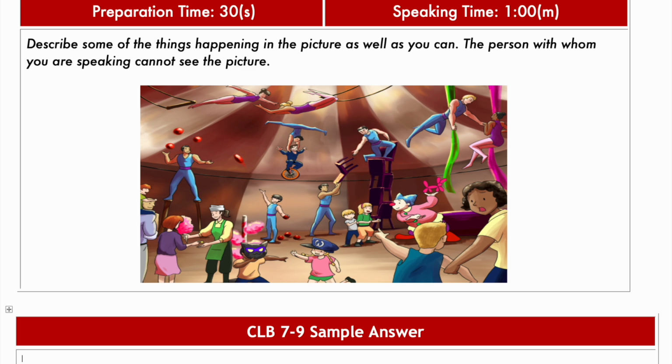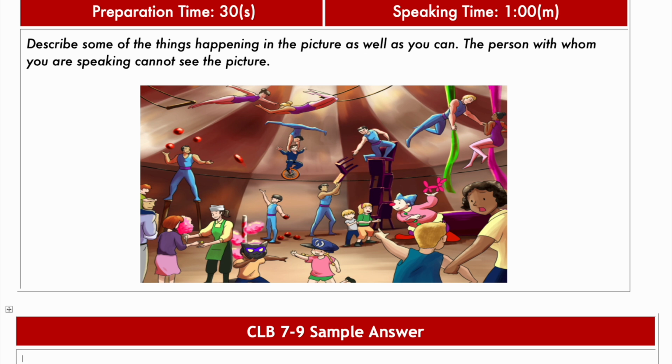Also very important is organization. This is something that always shows a higher level. When a student is very well organized with their speaking, it shows that they can think in English in an organized manner, and this is very important. So that's what we're going to be building today: a 7 to 9 answer that is well organized and as descriptive of all the information as possible. Okay, so let's start with introducing the question.